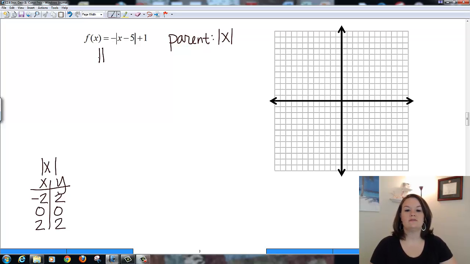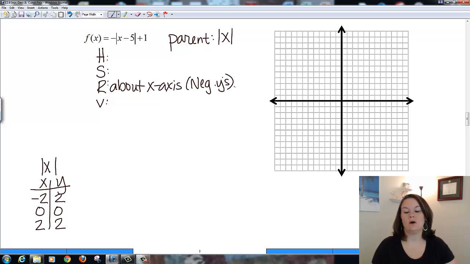And then I'm going to identify the transformations. Remember, we do them in HSRV order, where H is horizontal, S is stretching and compressing, R is reflection, and V is vertical shifts. So I have three things going on. First thing, I have a negative outside the function. If the negative is outside the function, it's negating the y's. If I negate the y's, that's a reflection about the x-axis. So I'm going to put here, we got that by negating the y's.